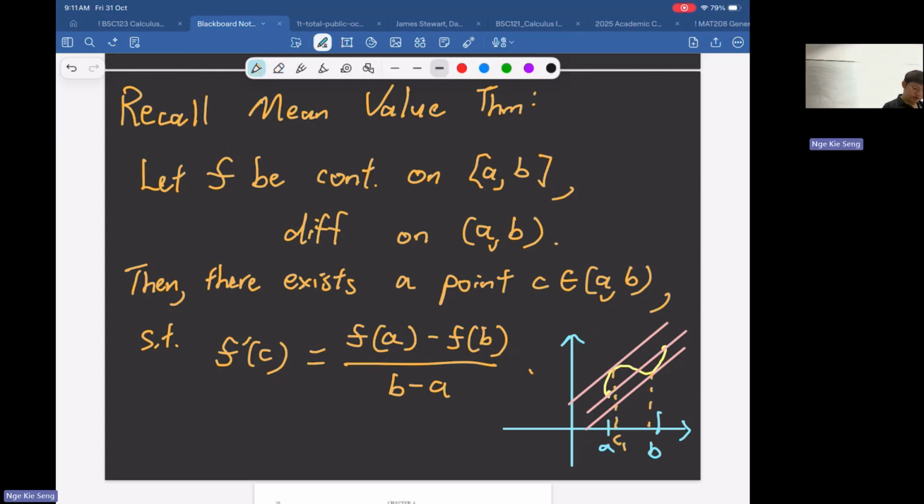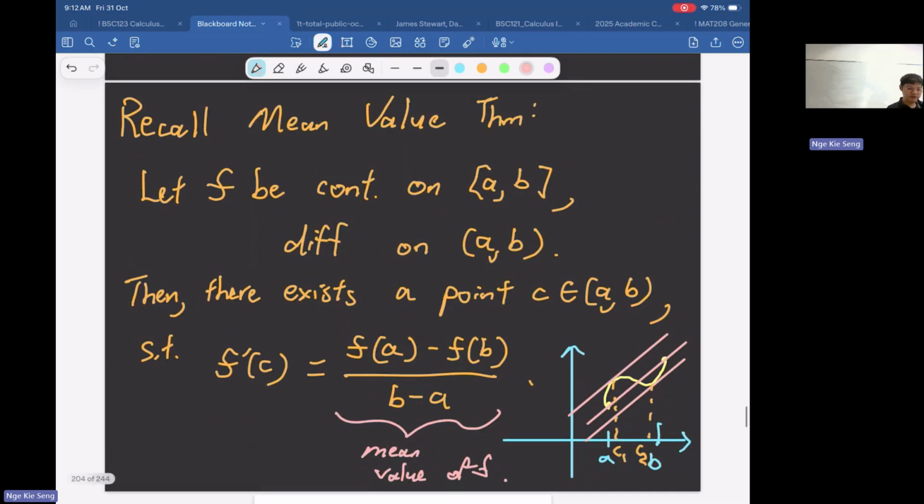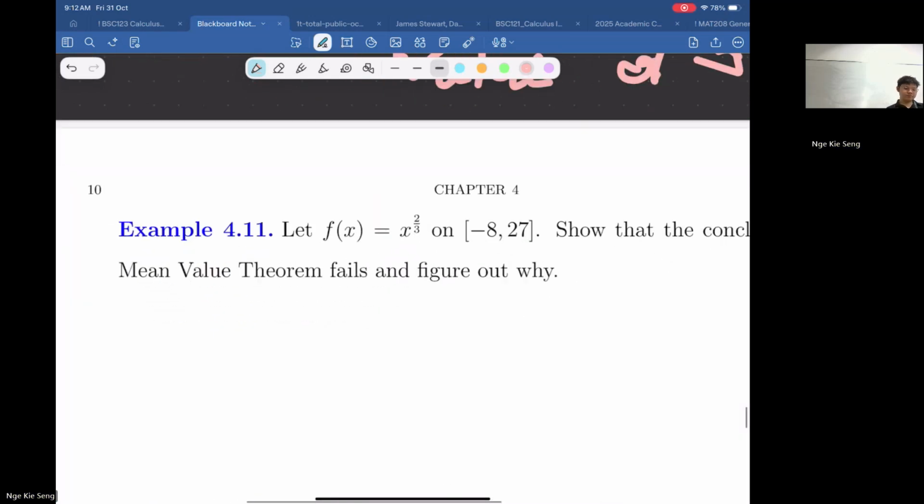So maybe this one is c1, c2. Okay, makes sense. And then we call this ratio, or this gradient, the mean value. Okay, so far, okay. So let's remember this theorem and then see how we can apply it to a different question.